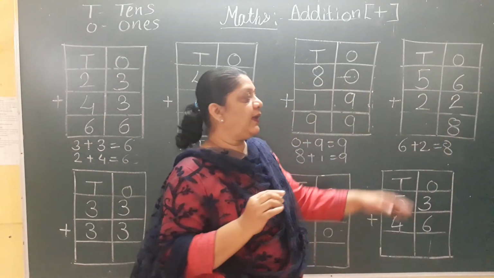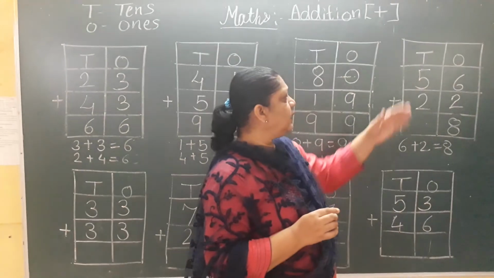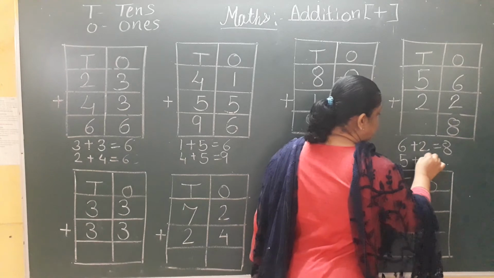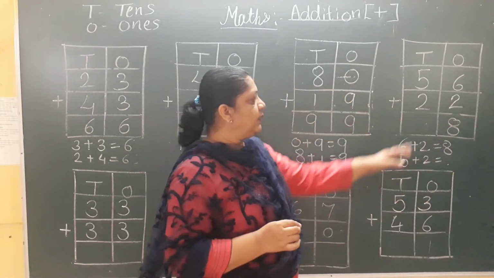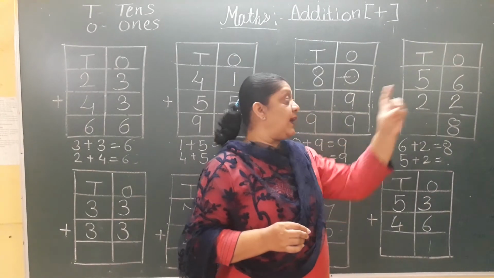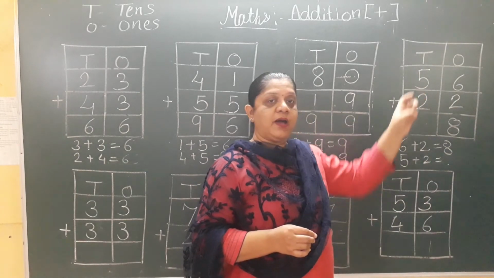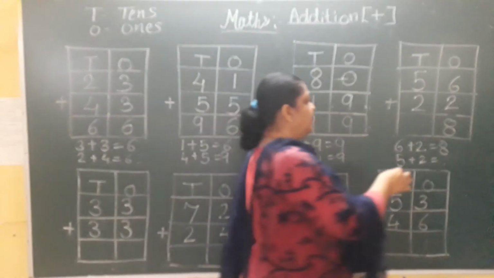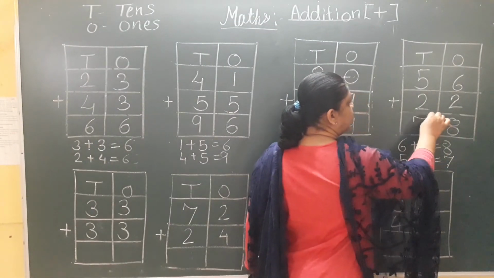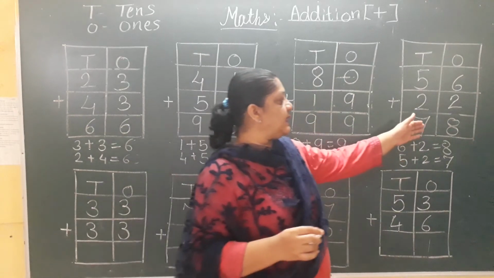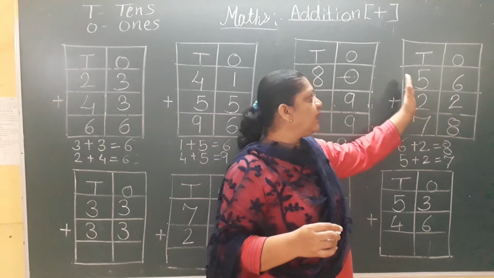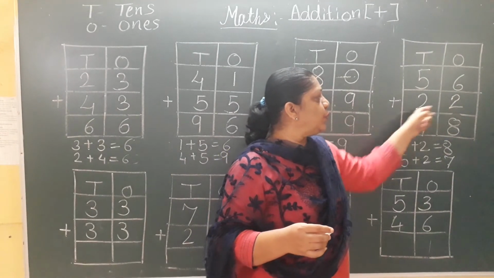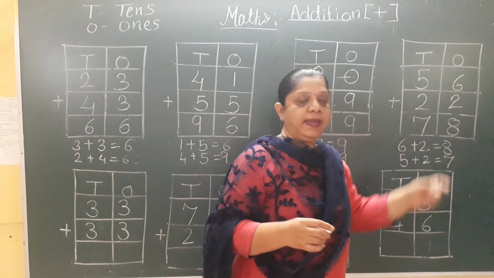Now next, tens column. 5 tens plus 2 tens is equal to, again you just count 2 fingers after 5: 6, 7. Then write 7 under tens. Now our answer is 78. Again you just read this sum: 56 plus 22 is equal to 78.